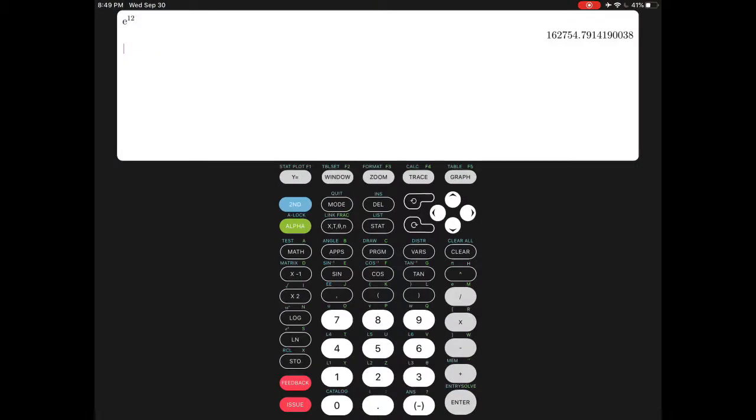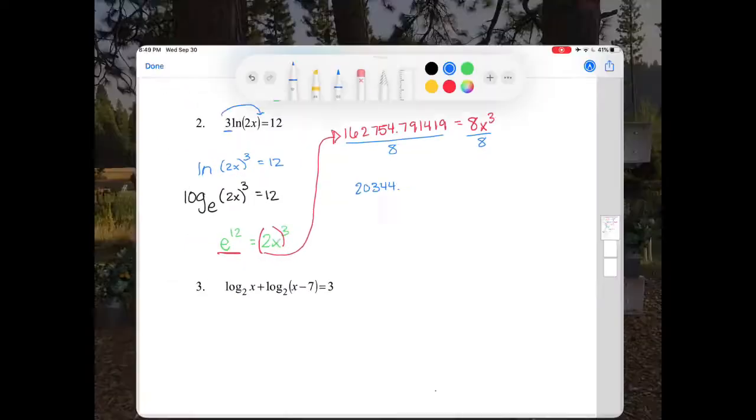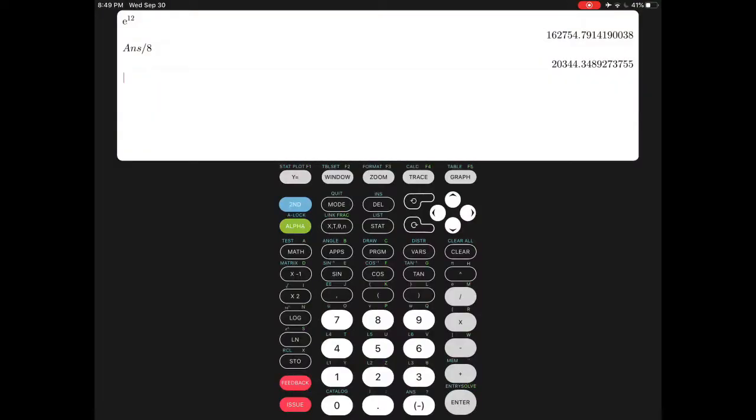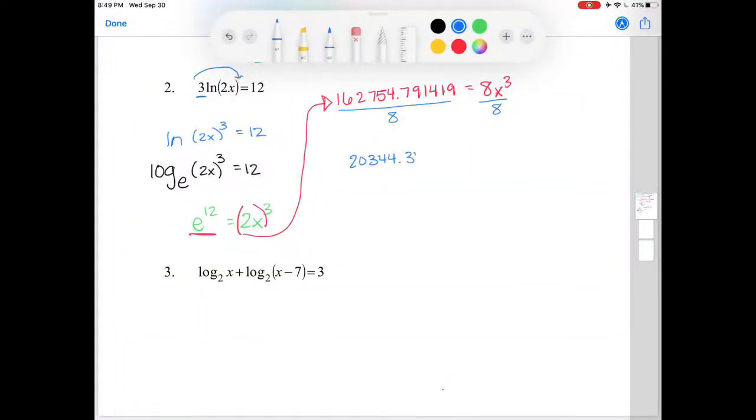There's no negative there. All right, go back to my calculator. And since my answer was already there previously, I can go straight into dividing by 8. I get 20,344. Write that down, 20,344. Include a few decimals so we don't lose track: 0.3489. And this time it's going to be equal to x cubed.